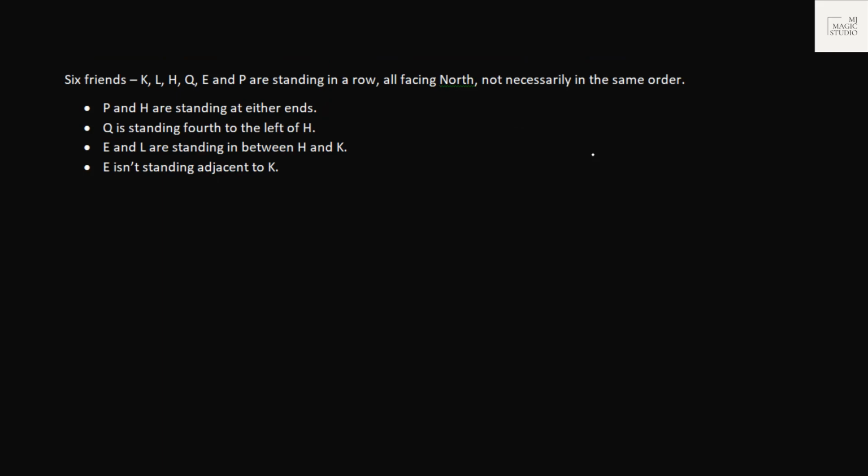Okay, you must have paused and read, and you must be having the solution also. This time we have got 6 friends: K, L, H, Q, E, P. And they all are standing in a row. All are facing north. This time they have mentioned that they are facing north. So we have got 6 people: 1, 2, 3, 4, 5, 6. This is left and this is right. Not necessarily in the same order.